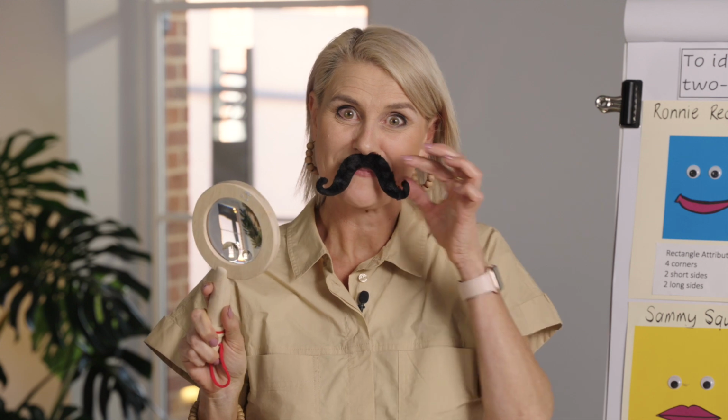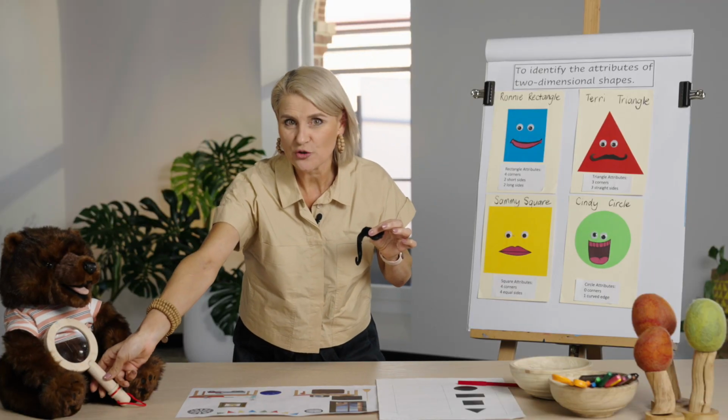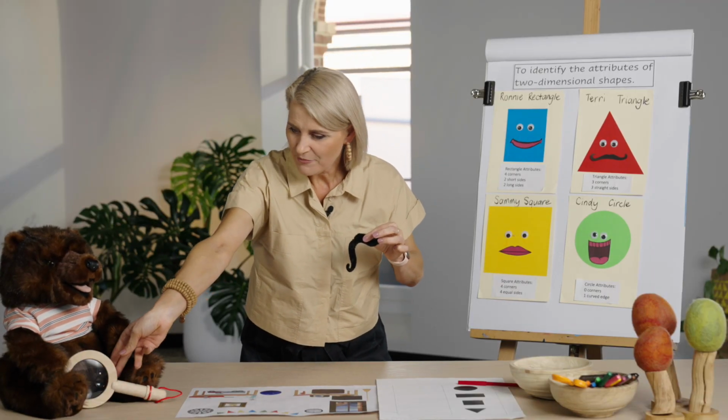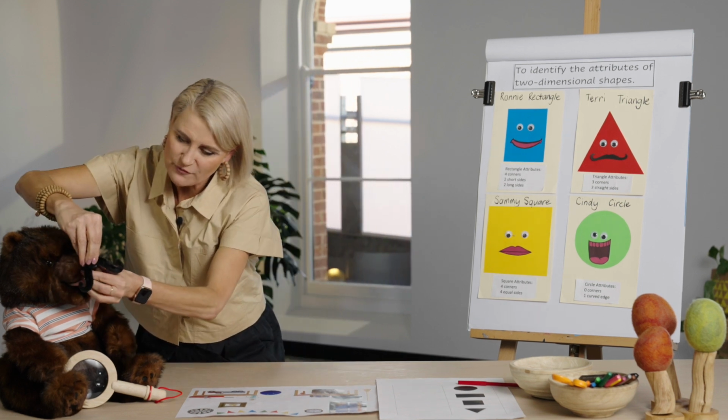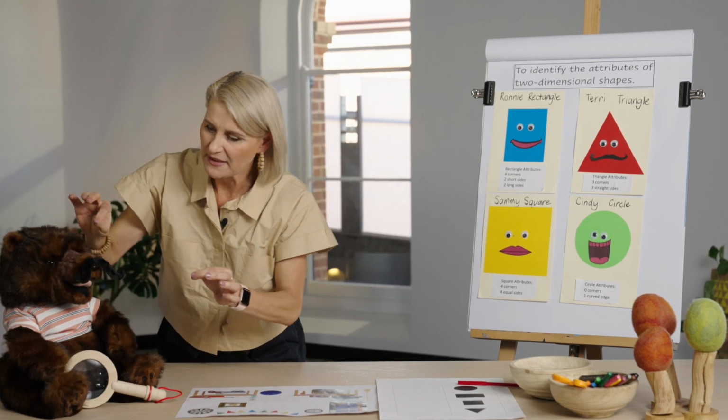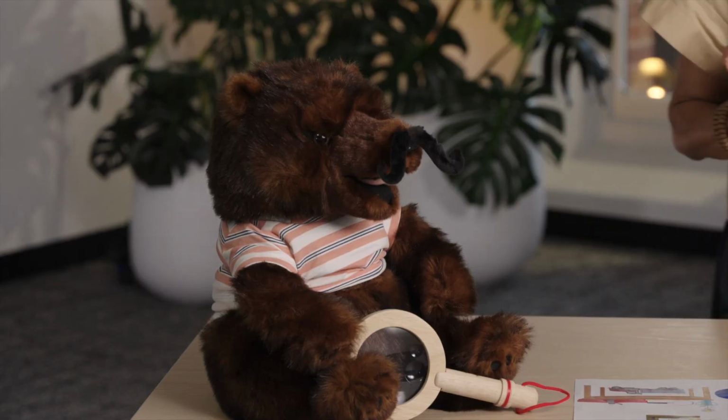Baby Bear and I are going to play a really fun game. I know I look a bit funny, but guess what? We love dressing up. And this game is so fun. I hope you can join in at home as well. We've got our magnifying glass and our detective moustache. I'm going to give that to you, Baby Bear. And pop that there. I'll stick your moustache on for you. Good job, Baby Bear. Now we're going to be shape detectives.